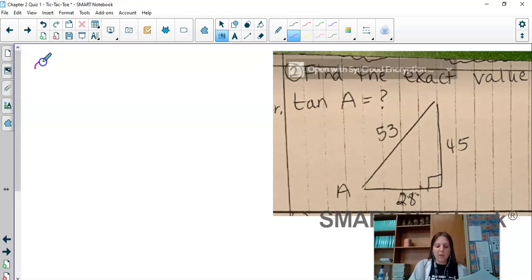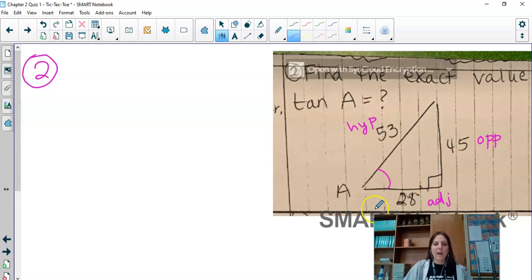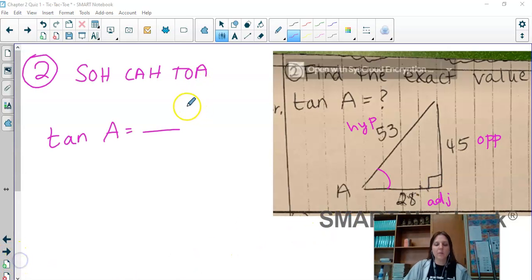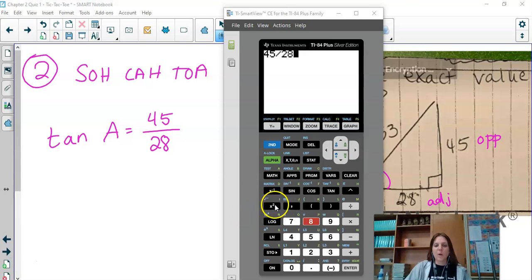Example 2 is looking for the exact value of tangent of A. So this is angle A. You need to mark your opposite, mark your hypotenuse, and mark your adjacent. Go ahead and write out SOHCAHTOA to help you. So we're looking for the tangent, which is the opposite over the adjacent. So 45 over 28. You always want to reduce if possible, so I can try this out in the calculator.